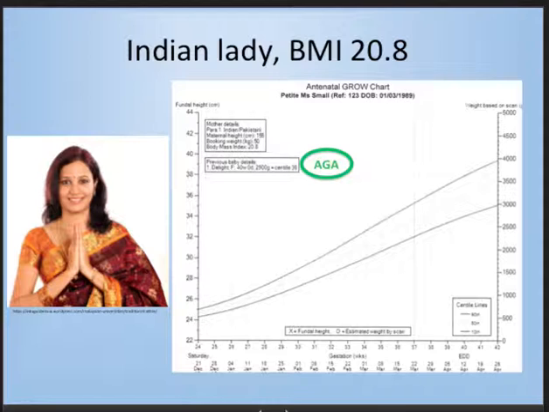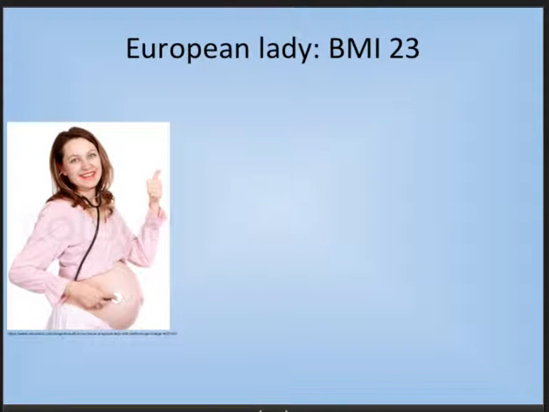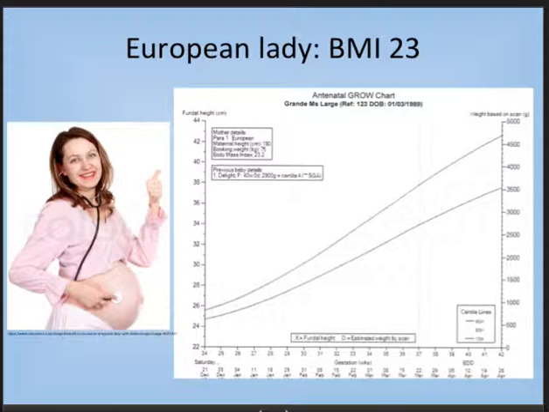If we now move to another ethnicity, let's say we have here a happy European lady who is listening with a stethoscope to her baby, interesting, and her BMI is also within the normal range. Now the customized chart showed that her first baby, 2.9 kilos at 40 weeks, was on the 4th percentile, so small for gestational age.